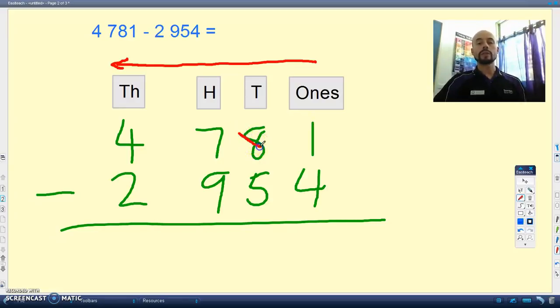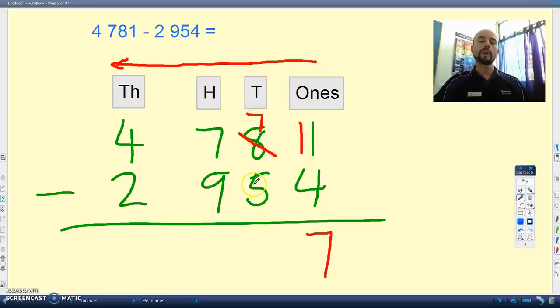So I'm going to cross out the 8. That's now a 7. And the 10 that I've borrowed is going to come over here. And it's got a value of 10 ones. So that's going to go there like that. Now I can do 11 take away 4. Count 11, count back 4. Alright, I know that it's 7, so I'm going to put that in. Alright, move on to the next house.